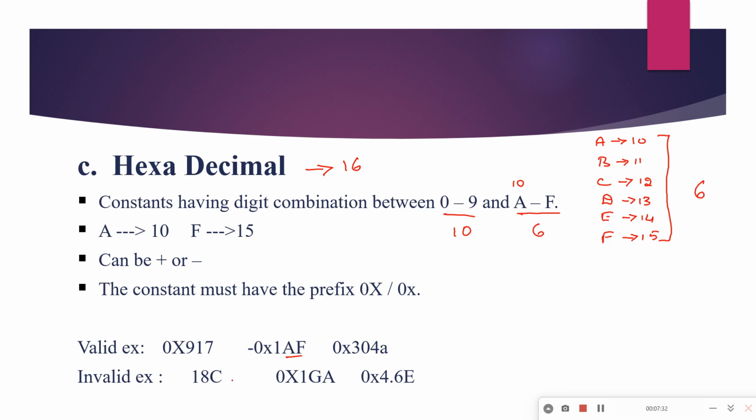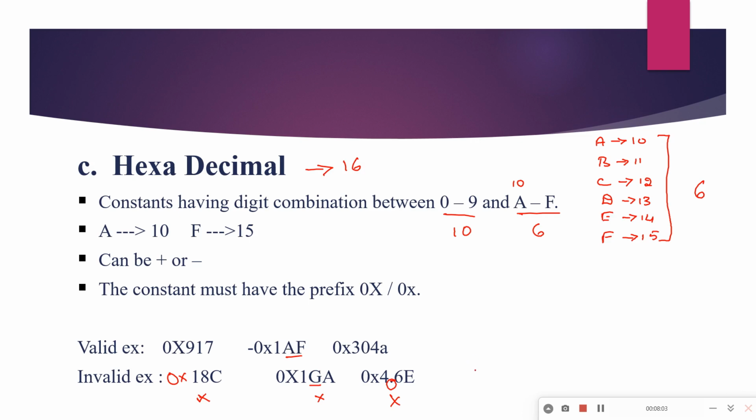Now come to the invalid examples. Here 18C is not prefixed with 0x, so that's why we have considered this an invalid example. Then 0x, yes, it is prefixed, but still it is invalid because it contains G, and G is not a part of hexadecimal, right? So that is invalid. Then 0x4.6, here it is a decimal point, so that's why it is invalid. Okay. I hope it is clear.